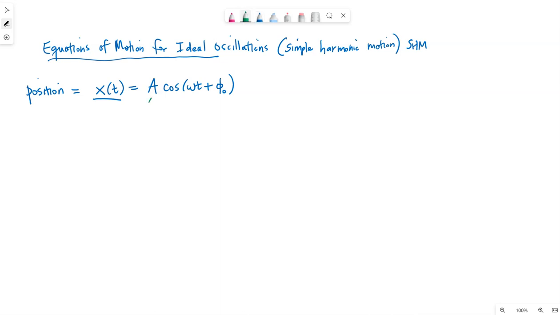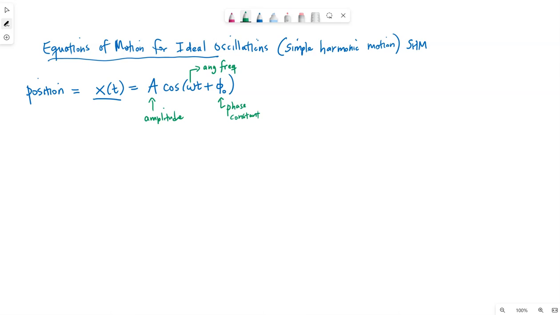As a reminder, A is amplitude, meaning the maximum distance the oscillator moves from its equilibrium position. Omega is the angular frequency in radians per second, so how many oscillations per second converted into radians per second. Phi naught is the phase constant or phase shift that accounts for the initial position of the object.